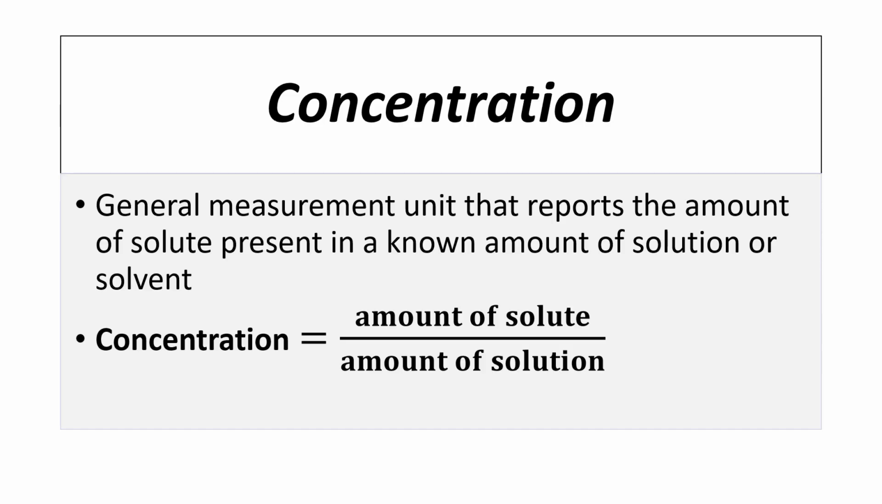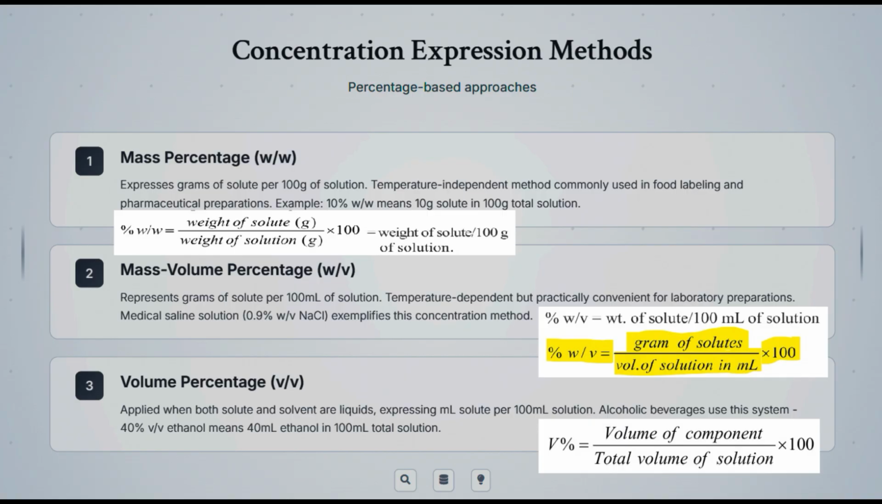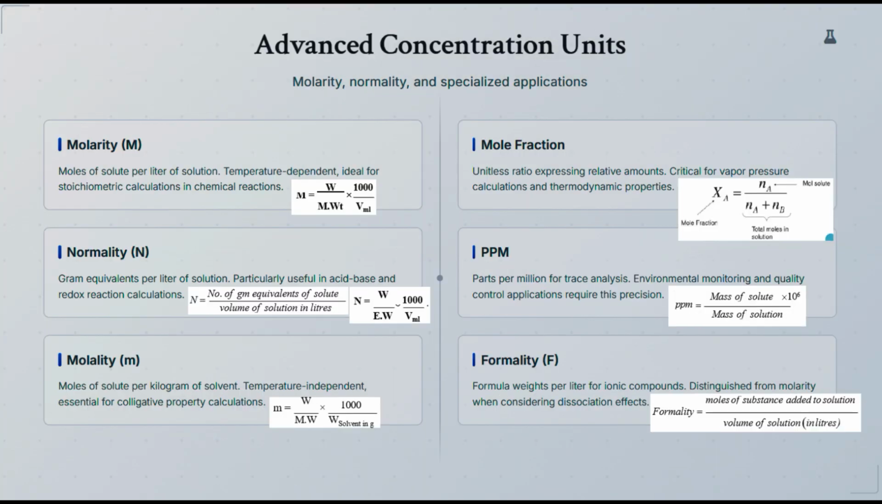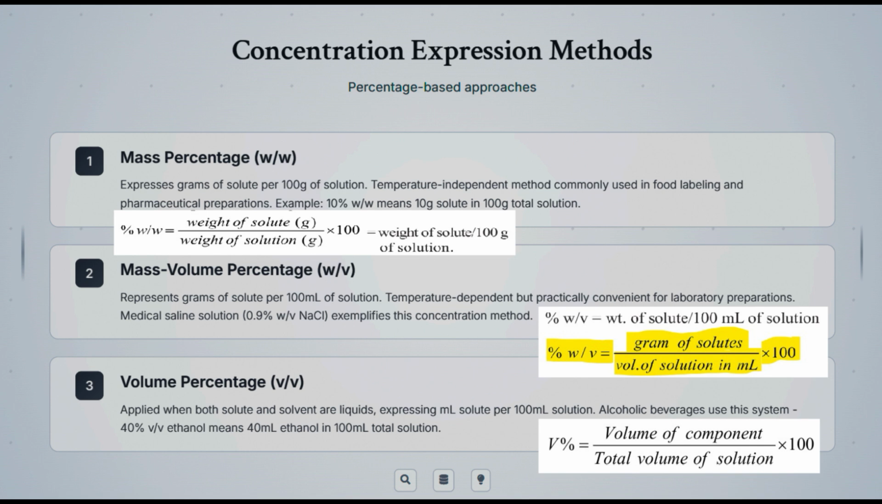Always, interesting. Okay, so concentration is key. Right. Why so many different ways to measure it? Mass percent, volume percent, molarity, molality. It seems complicated. Well, they each have their uses. And importantly, some change with temperature, others don't. That's often the deciding factor.